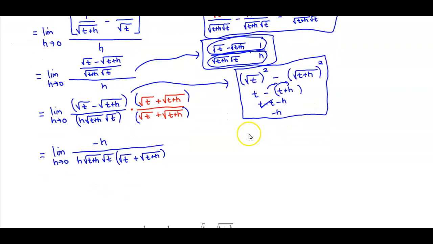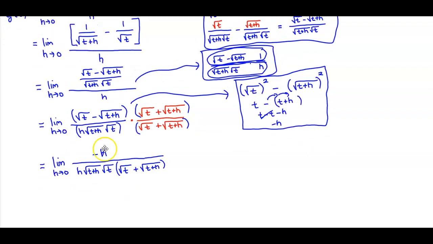Okay, so what can we do next? Well, you can notice that we can simplify the h. So when we simplify the h, here we have 1 left in the numerator, which is a negative 1. So we have the limit as h approaches 0 of negative 1 divided by the square root of t plus h times the square root of t times the square root of t plus the square root of t plus h.